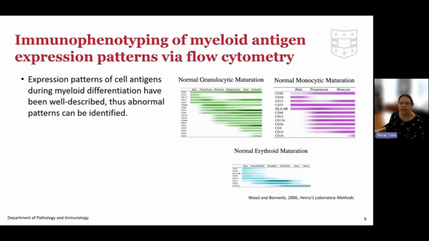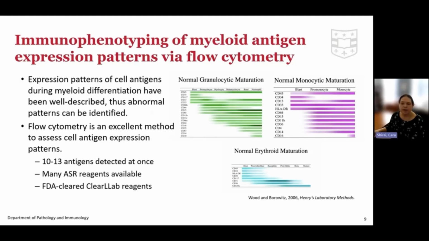The heat maps on the right side of this screen display antigen expression levels at different stages of cell maturation for granulocytes, monocytes, and erythroid lineages. The darker the color, the more antigen expression. These informative schematics can be helpful to refer to during interpretation of leukemia lymphoma flow cytometry analysis.